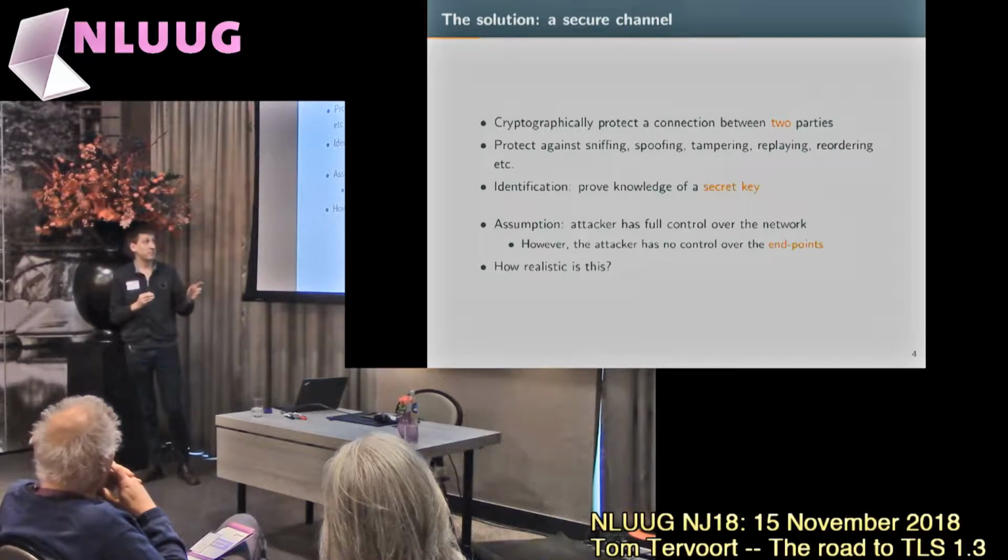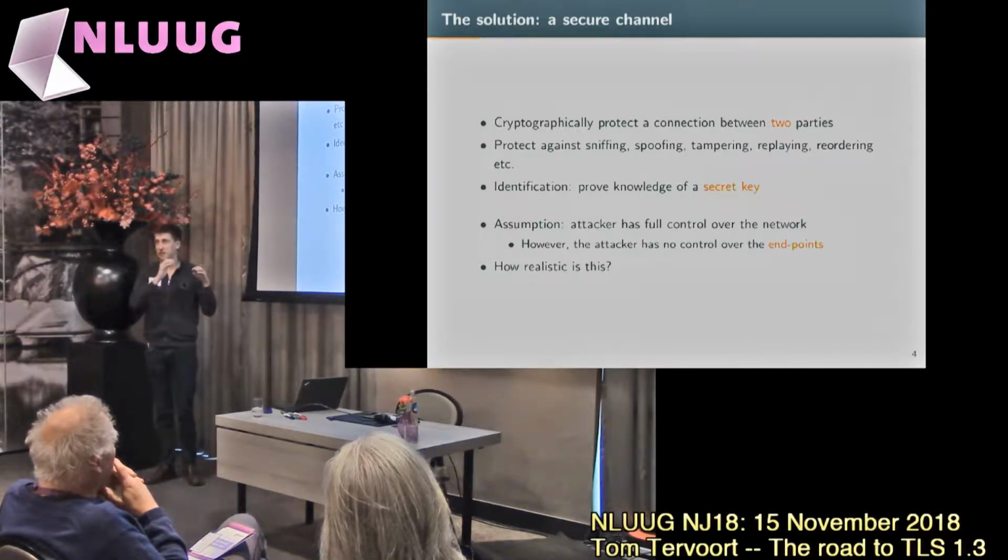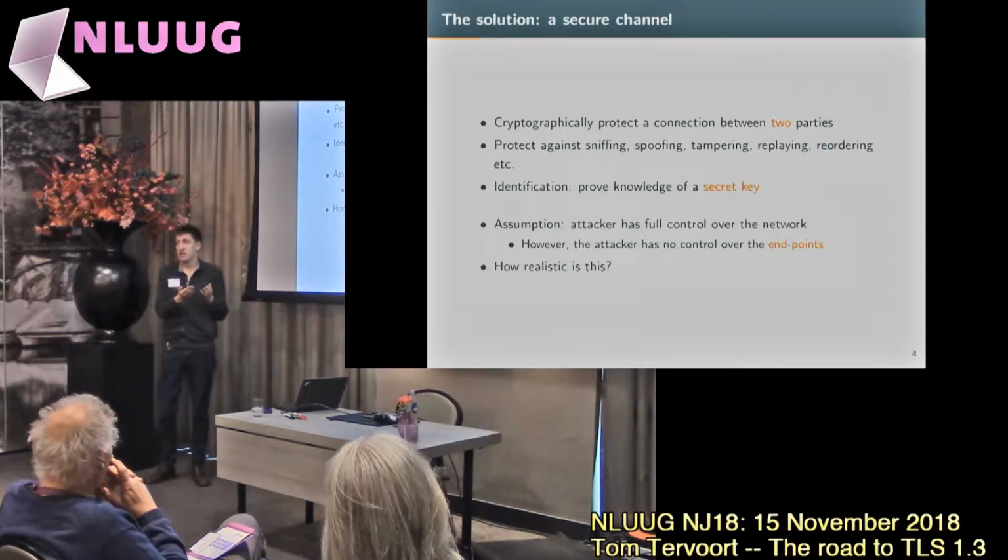Another important assumption is the attacker has no direct control over the endpoints. So we're assuming system A is secure, system B is secure, but the connection between them is not secure. And of course, in practice, this is not always the most realistic scenario.